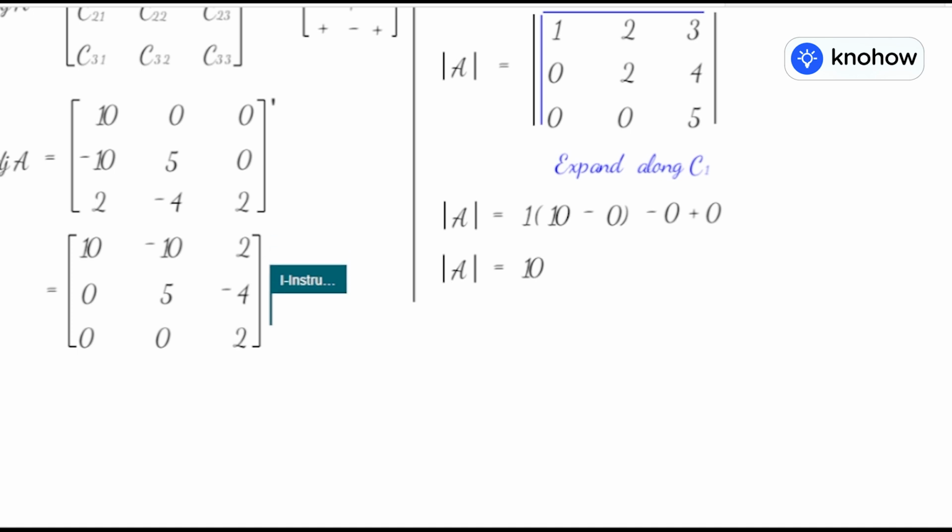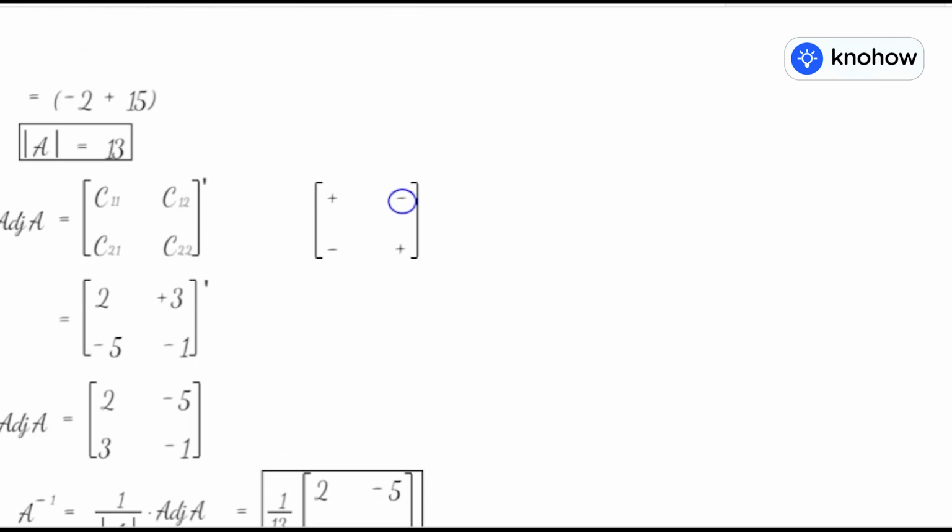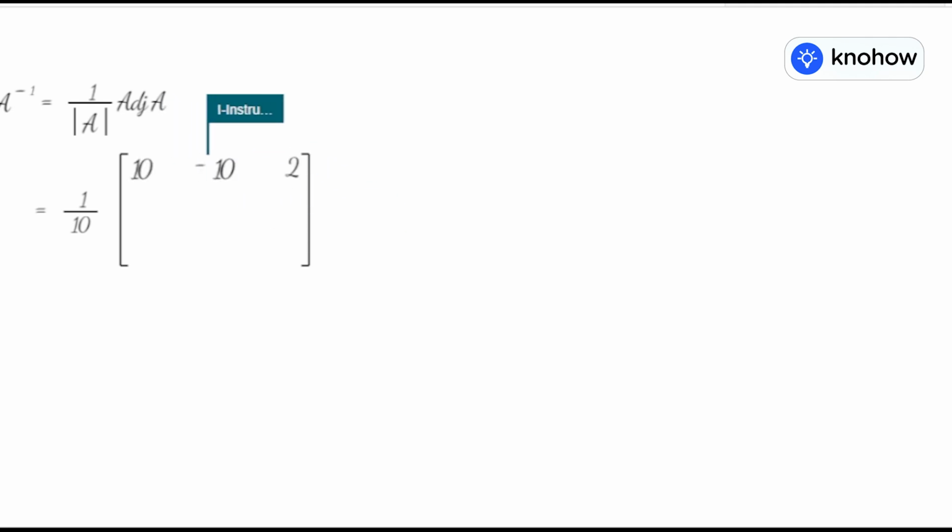So once you know adjoint A, what is the value of A inverse? The formula for A inverse is 1 by determinant A into adjoint A, it is merely a matter of replacing the values. How much did you calculate determinant A? 10. So it is 1 by 10. And what is the value of adjoint A? It is 10, minus 10, 2, 0, 5, minus 4, 0, 0, 2. So 1 by 10 times this matrix, that is the required value of A inverse.